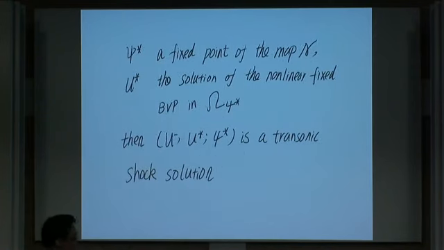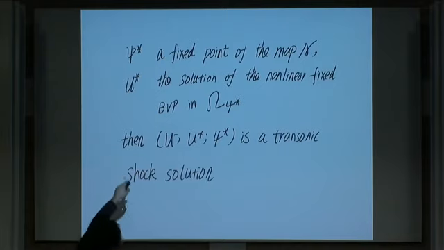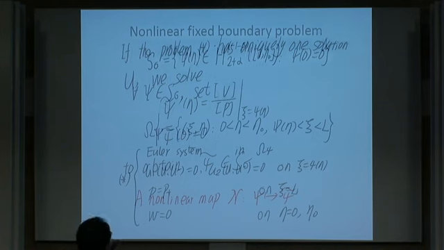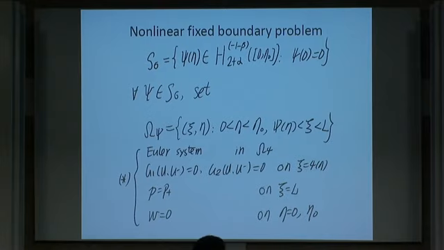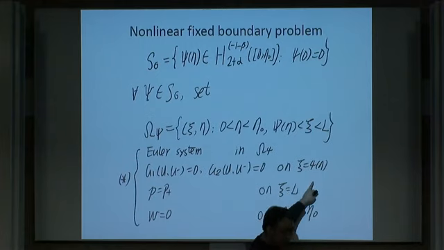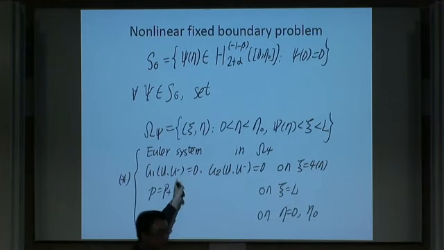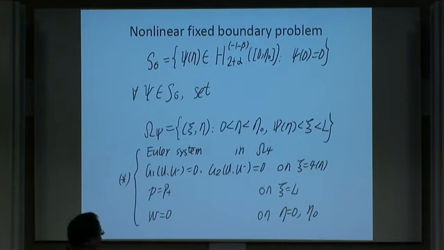Now we assume that psi star is a fixed point of the map N. From this psi star, we then solve this problem with psi replaced by the fixed point psi star. Then we get a solution. This solution we denote as U star.